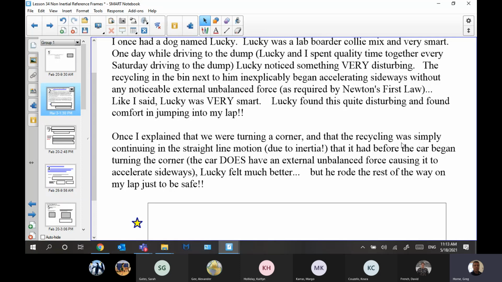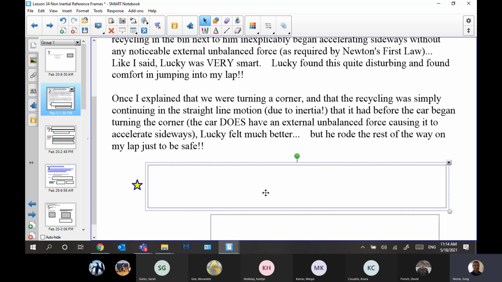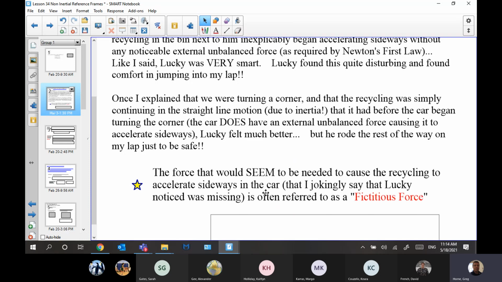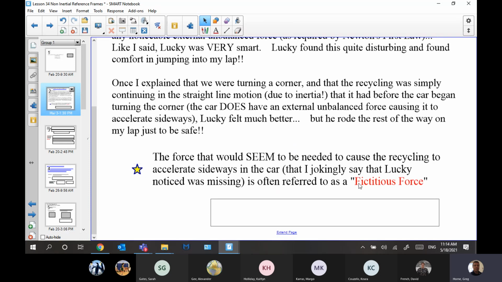So when I explained that recycling is simply continuing in a straight line motion due to inertia that it had before the car began turning the corner, the car, of course, does have an external unbalanced force to cause it to accelerate, thanks to the tires. Lucky felt a lot better, but he rode the rest of the way in my lap just to be safe. He actually did. He rode to the dump in my lap. Lab border collie mix, not a super small dog, but he was good. So he just sat there.